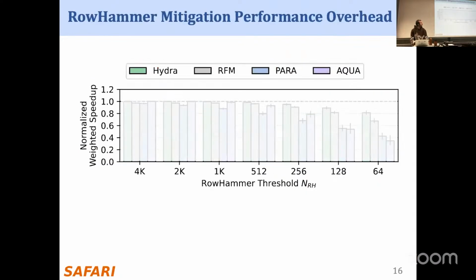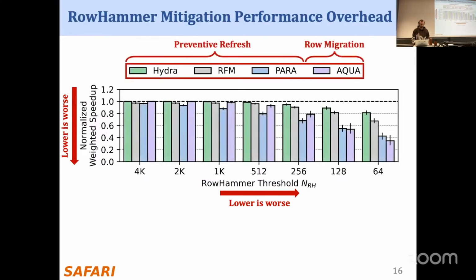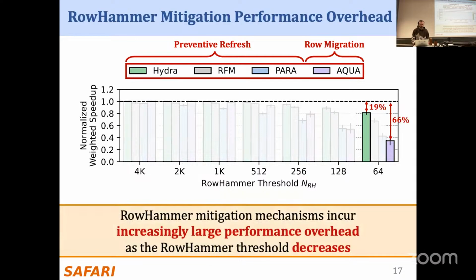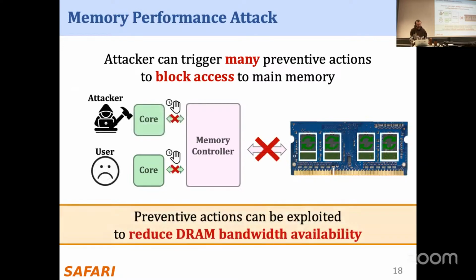We evaluate the performance impact of blocking preventive actions by evaluating four state-of-the-art RowHammer solutions. Here, the x-axis shows the RowHammer threshold, the y-axis shows the weighted speedup normalized to a system with no RowHammer defense, and each bar identifies a different RowHammer mitigation mechanism. Among these mechanisms, the first three, namely Hydra, RFM, and PARA, use preventive refresh as their RowHammer preventive action, and the fourth uses row migration. From our results, we see that RowHammer mitigation mechanisms incur increasingly large performance overheads as the RowHammer threshold decreases. And even worse, an attacker can intentionally trigger many of these actions to block access to main memory. Therefore, preventive actions can be exploited to reduce DRAM bandwidth availability.